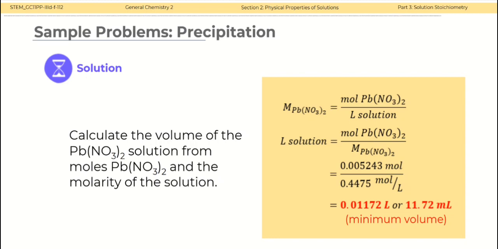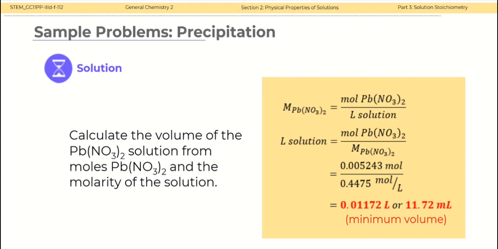Calculate the volume of the lead 2 nitrate solution from the calculated amount and the given molarity. The volume of solution equals moles lead 2 nitrate divided by molarity. The answer equals 0.01172 liters or 11.72 milliliters. This means at least 11.72 milliliters of the lead 2 nitrate solution is needed for the complete precipitation of lead 2 iodide.